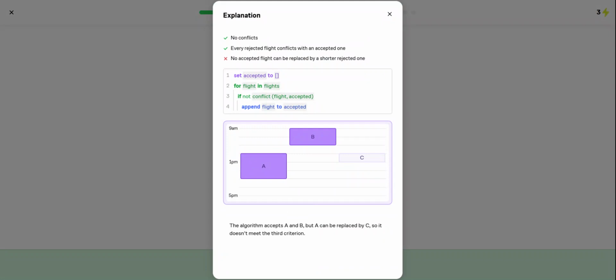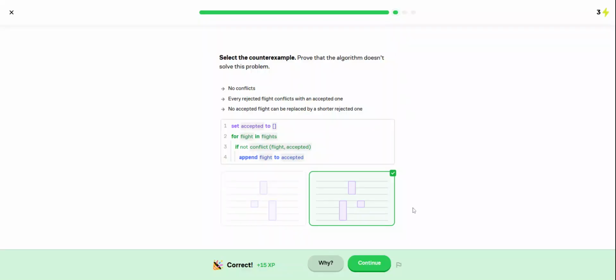Yes, the algorithm accepts A and B. However, A can be replaced by C, the shorter rejected one, so it doesn't meet the criterion shown in the red cross. This statement is proving a contradiction here. Alright, I'm not going to repeat it again, so continue to the second question.